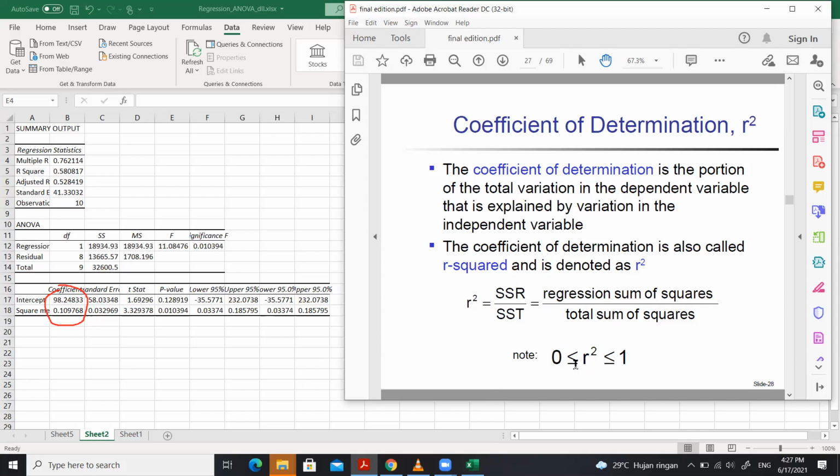No, no, no, no. No correlation. Yeah. No, no, no. No correlation. The coefficient of determination is just R square, and the value is between 0 and 1. Okay.